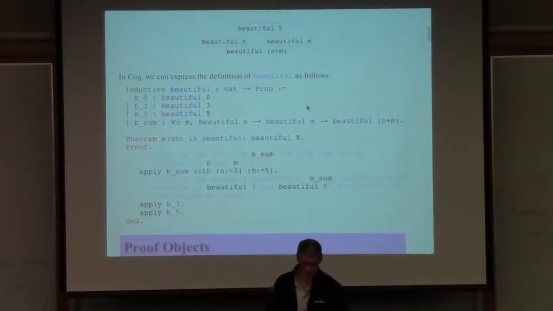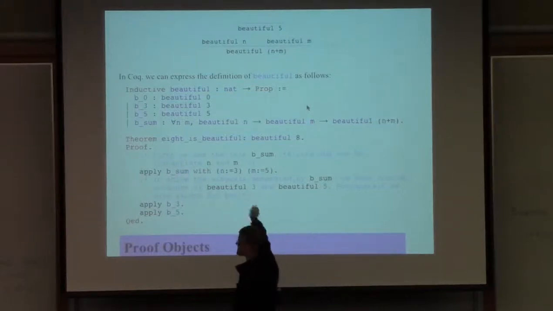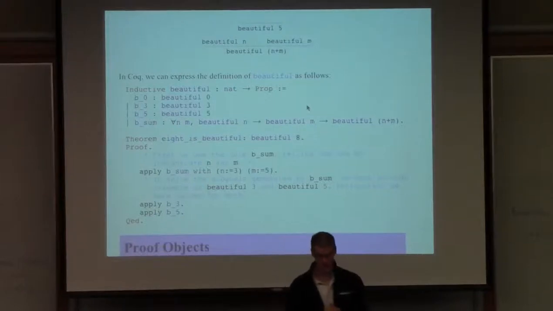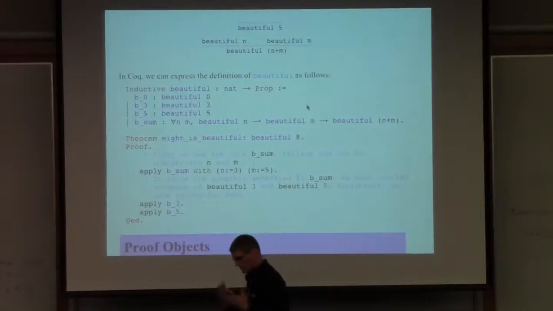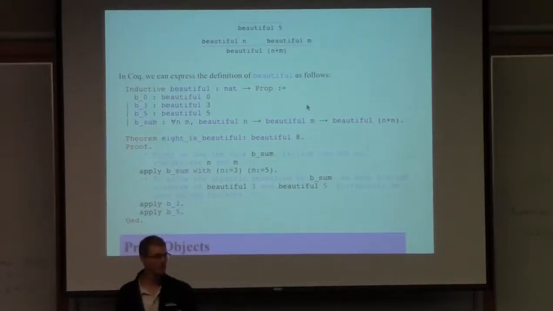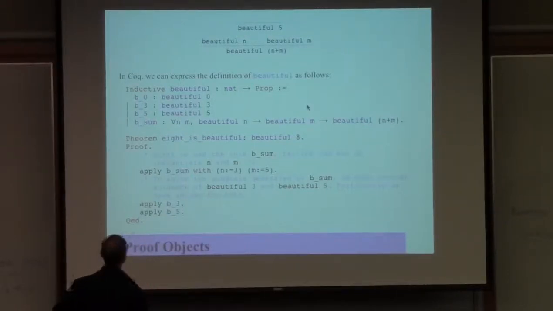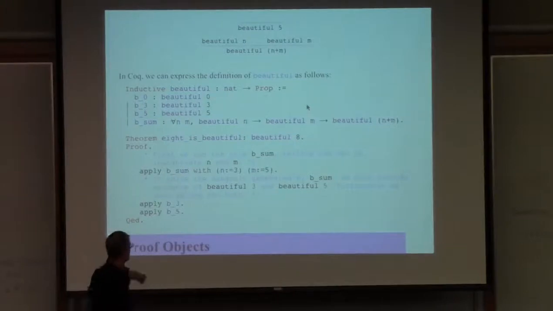So now we can prove theorems about beautiful numbers. So here, for example, is a theorem that says 8 is a beautiful number. And we can use all the same tactics that we're used to because Coq is very orthogonal. So the fact that this is inductively defined, the fact that these things are constructors rather than theorems that we proved is immaterial. We can apply them because they have the right type.